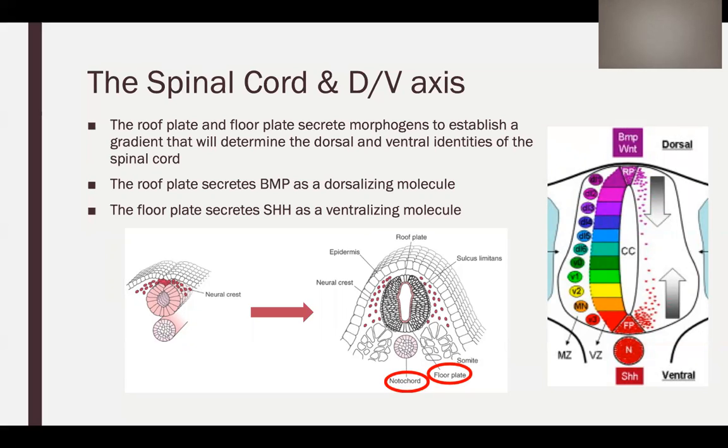The roof plate secretes BMP as the dorsalizing factor, and the floor plate secretes sonic hedgehog as the ventralizing factor. And we know these are the required morphogens thanks to experiments conducted by Thomas Jessel we've covered before. The gradient levels of BMP and sonic hedgehog meet in the middle of the system to create the sulcus limitans. And on the right, we can see how different molecular gradients can segment themselves into groups, which will become distinct cell types.